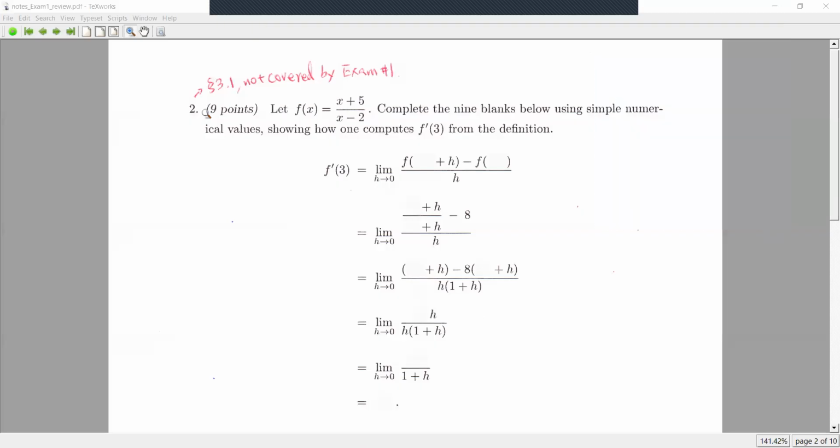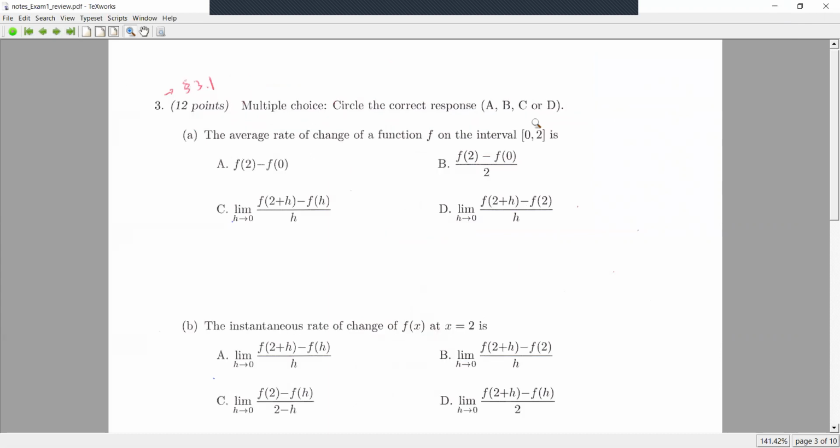Problem number 2 is about derivative. Derivative is a topic that belongs to section 3.1. The exam 1 this time doesn't cover section 3.1. So let me skip this problem. Problem number 3 also belongs to section 3.1. So I also skip problem number 3.